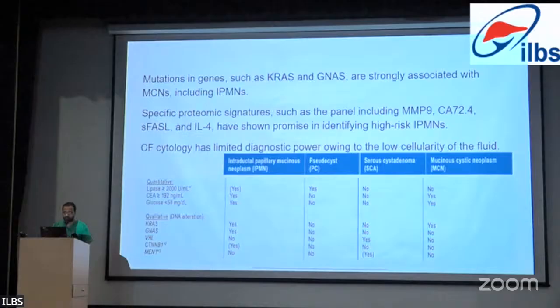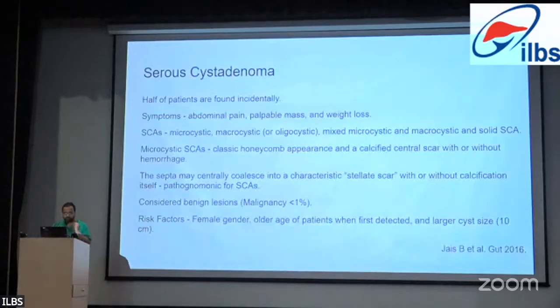Coming to serous cystadenomas, half of the patients are found incidentally, and if symptoms are present, they usually present with abdominal pain, palpable mass, and weight loss. SCAs can be microcystic, macrocystic, mixed, or solid. The microcystic serous cystadenomas have a classical honeycomb appearance with a central calcified scar without hemorrhage. The septa may centrally coalesce to form a characteristic stellate scar with calcification, which is pathognomonic of SCAs.